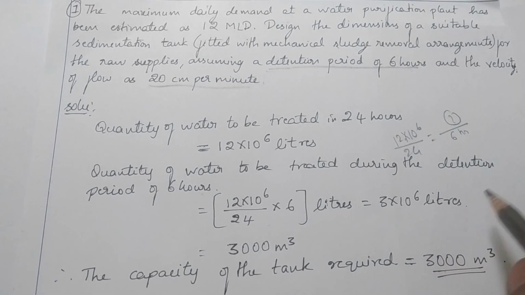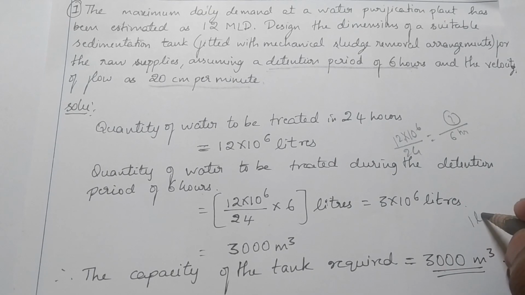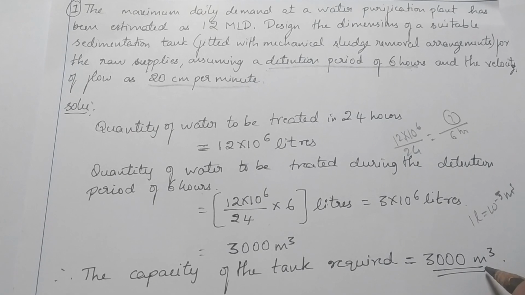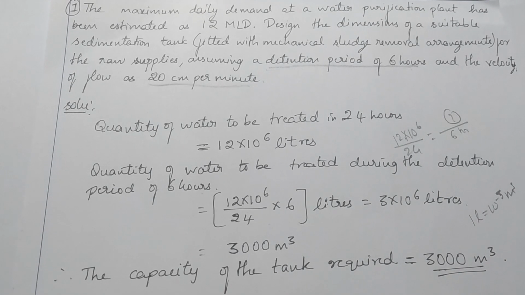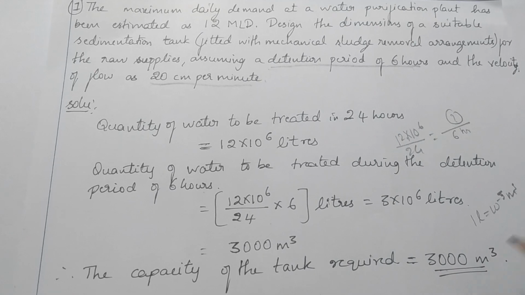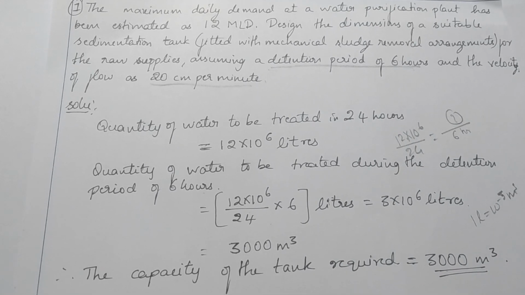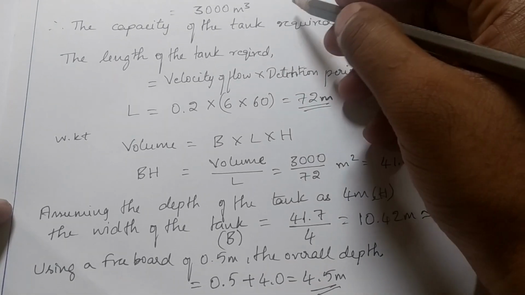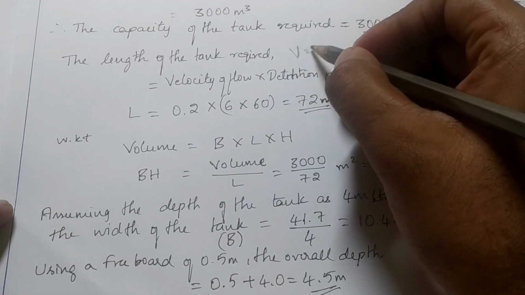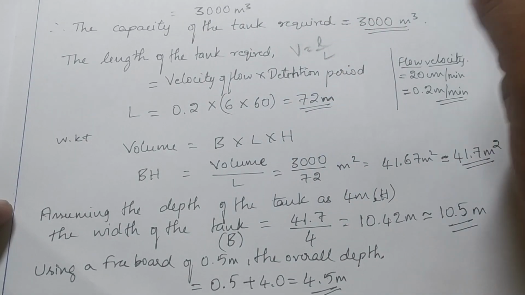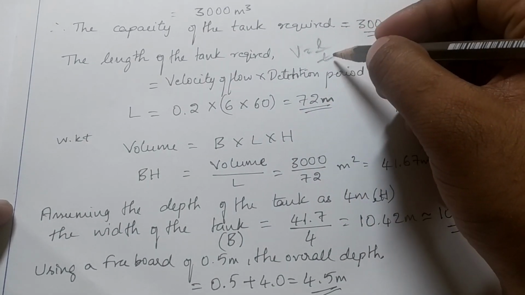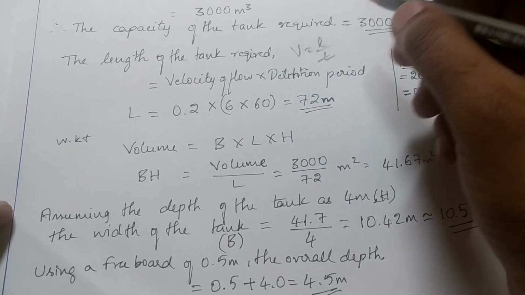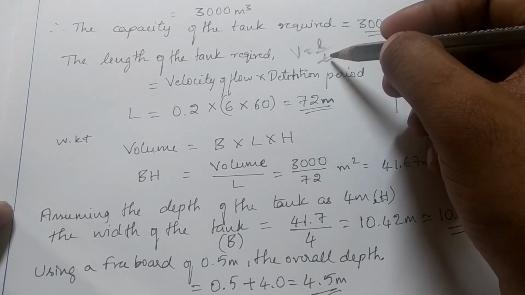When it is converted into meter cube, 1 liter is nothing but 10 power minus 3 meter cube. So we will write it as 3000 meter cube. This is the capacity which we will get. Then, as the detention period and the velocity are given, we know that velocity v is equal to length by time, where t is the detention period and L is the length of the tank.